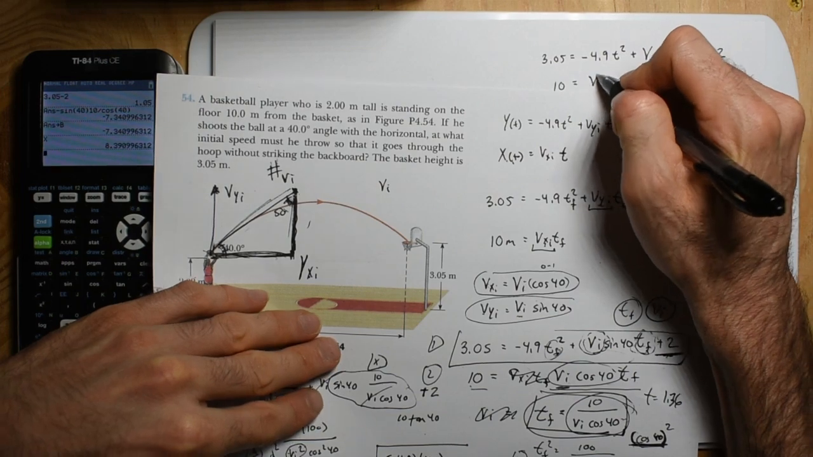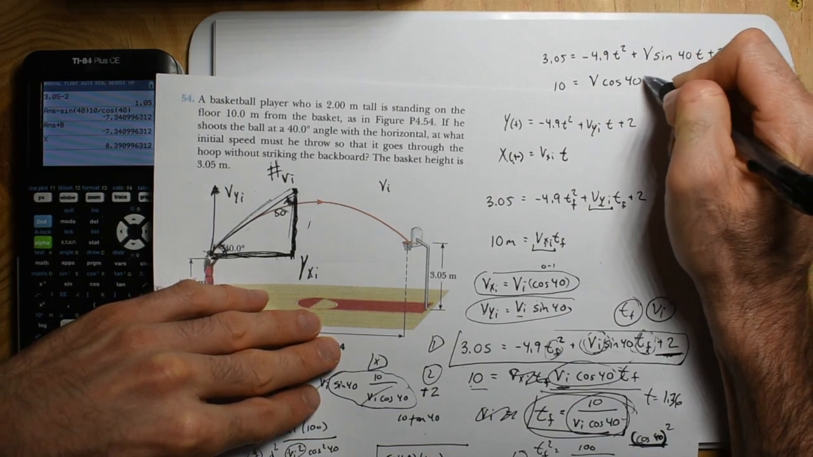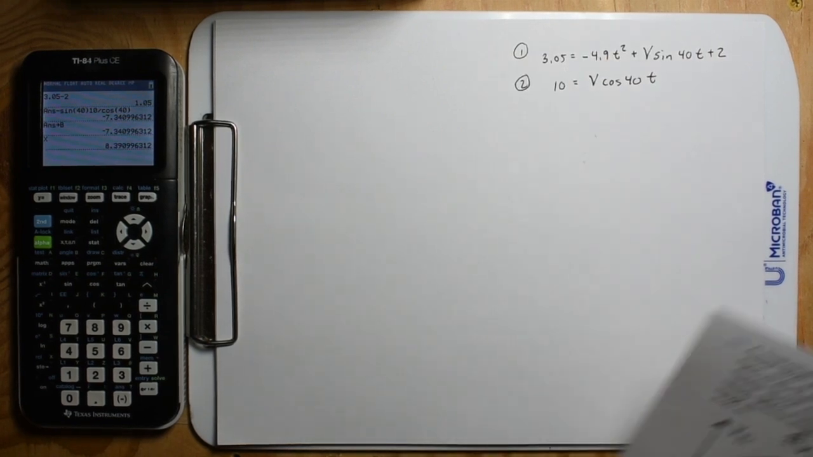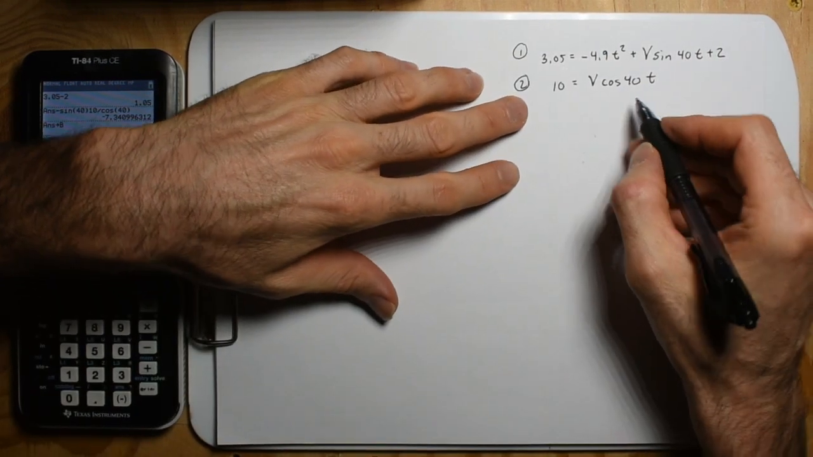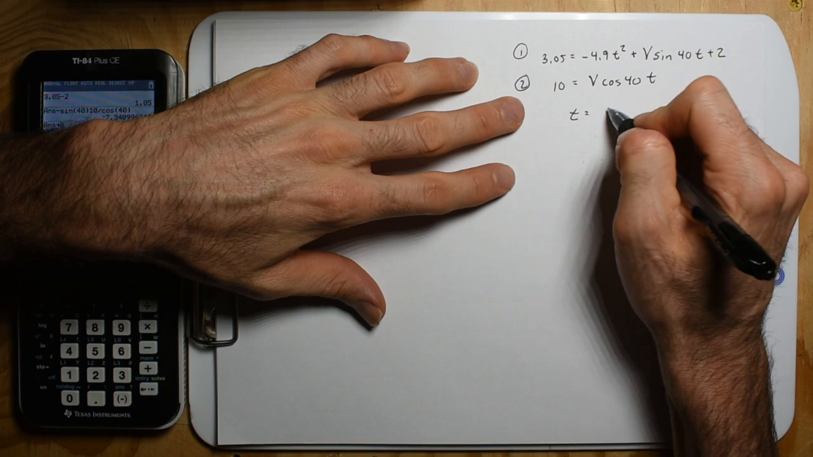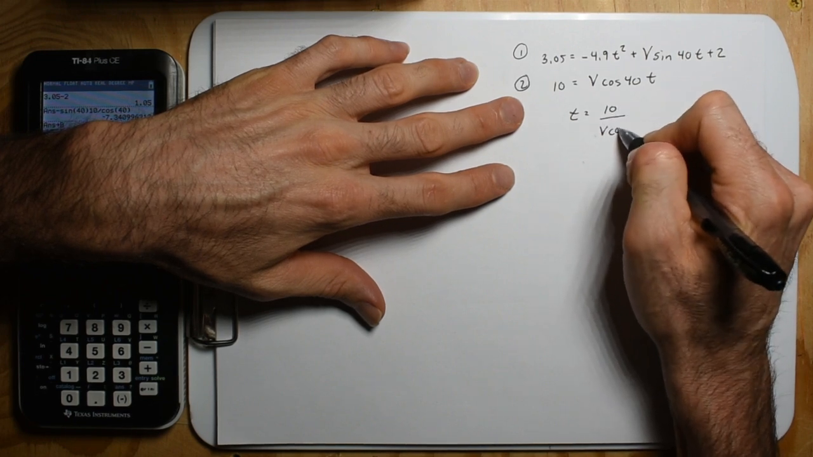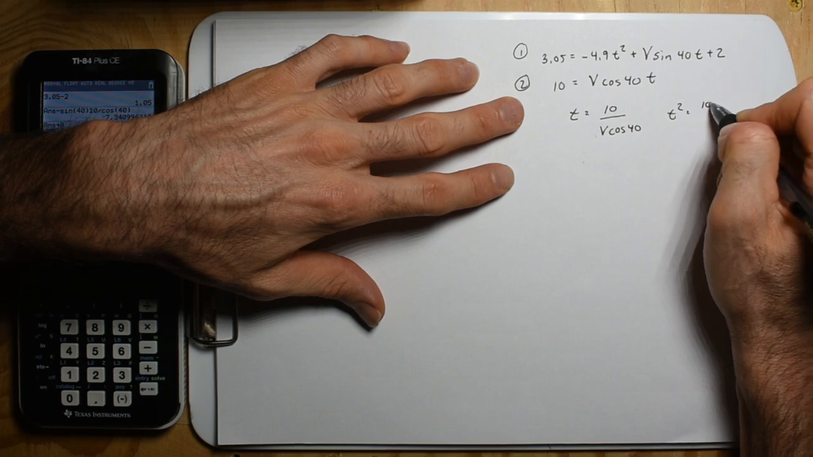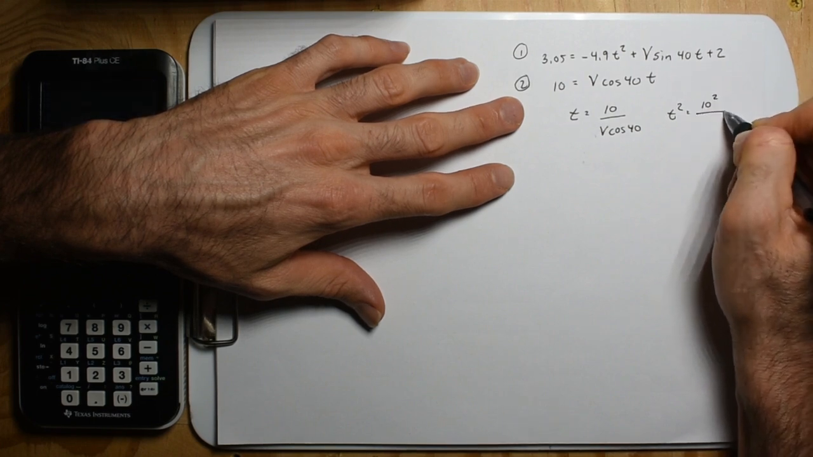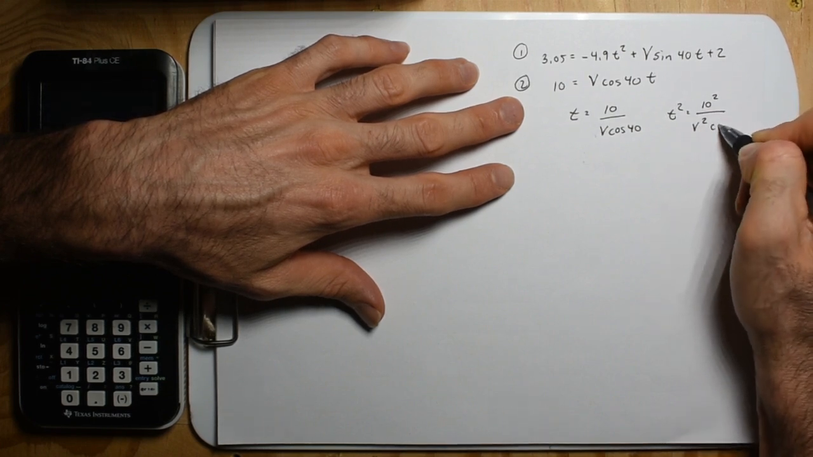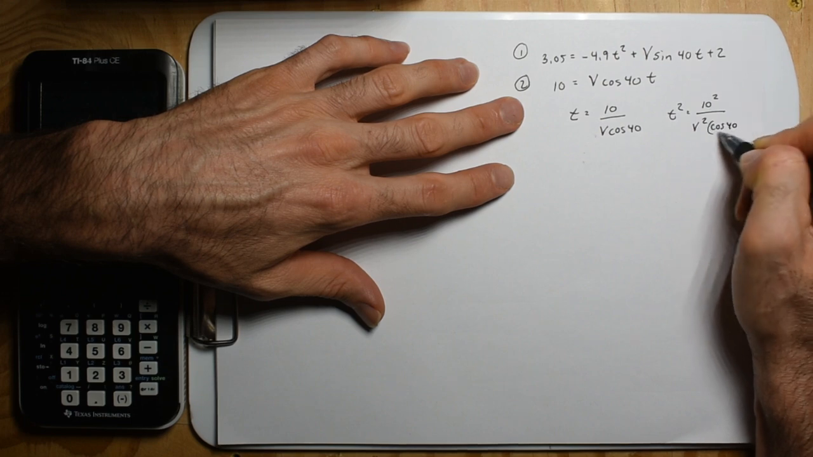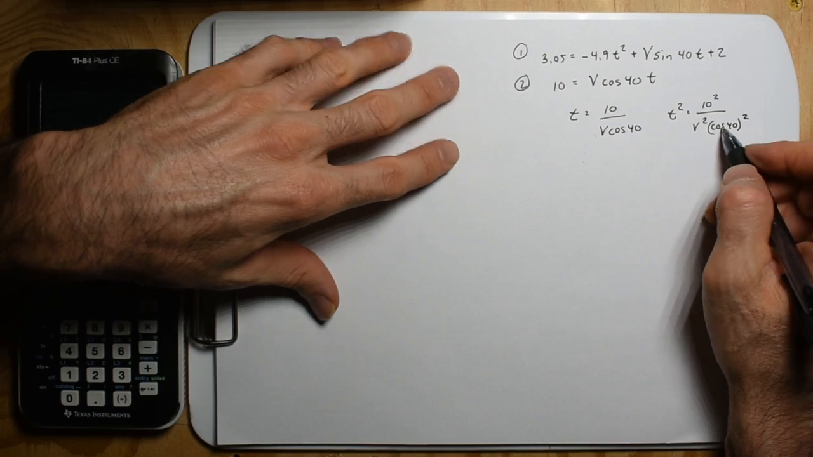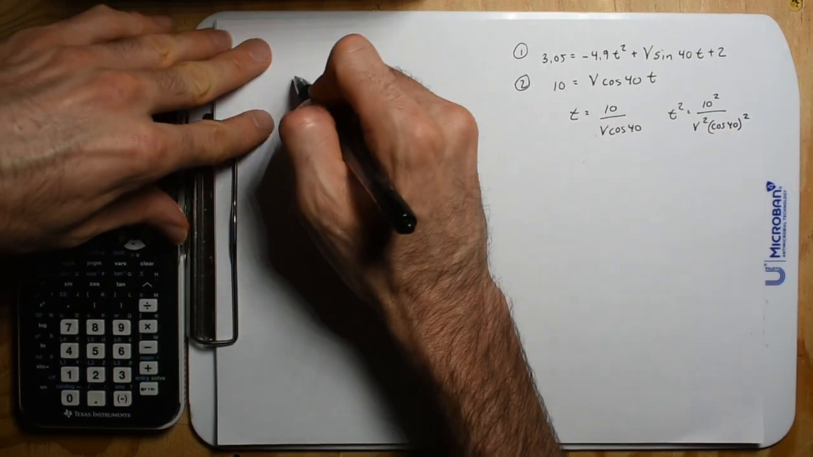And so this one is going to be v cosine 40t. Cool, so there's our two equations. And so now we can put them together. So we can solve for t. t is 10 over v cosine 40. So now t squared is 10 squared over v squared cosine 40 squared. And I'm going to do this, holy Toledo, because this will help me way more. And now we can throw it into there.